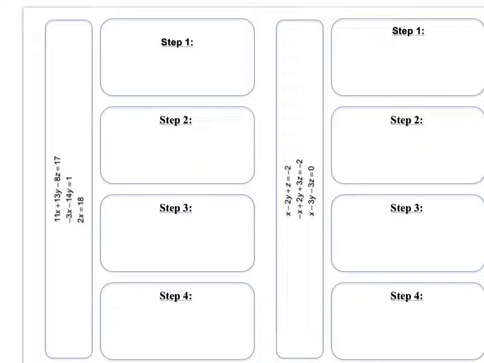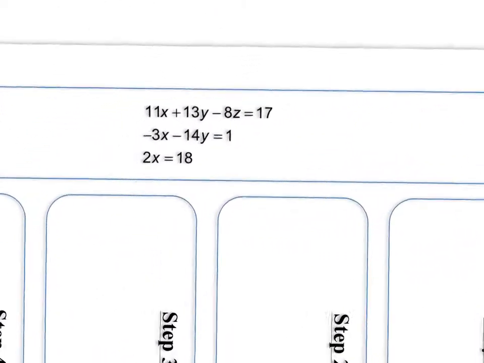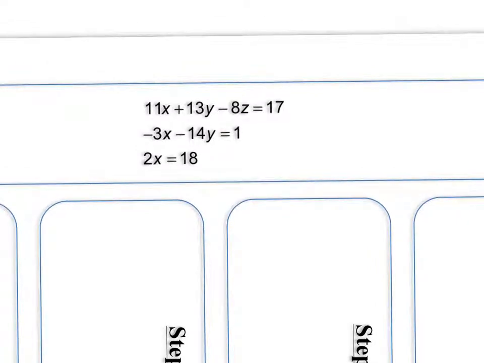In this lesson, we're going to work on solving a system of three equations with three different variables. And let's start with the first system. So the first system has, as you can see, three different equations. I'm going to call them equation 1, equation 2, and equation 3.